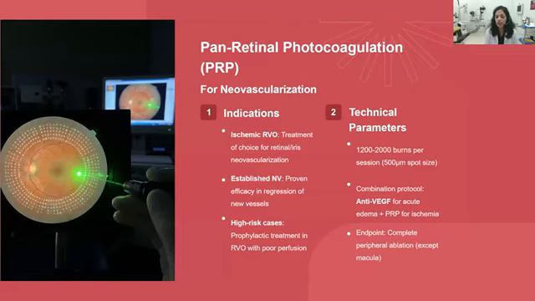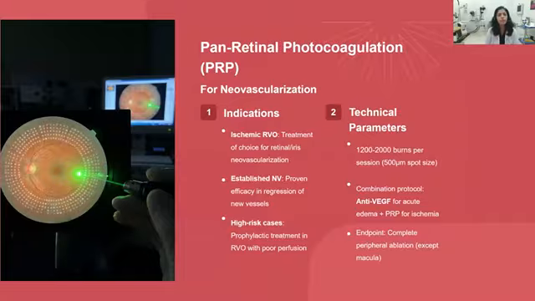So technical parameters are 1,200 to 2,000 burns per session with a 500 micron spot size. And you can have a combination protocol of an anti-VEGF for acute edema plus PRP for ischemia. An endpoint is complete peripheral ablation except the macula.